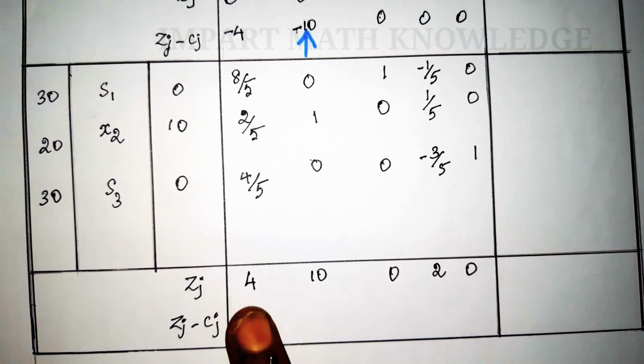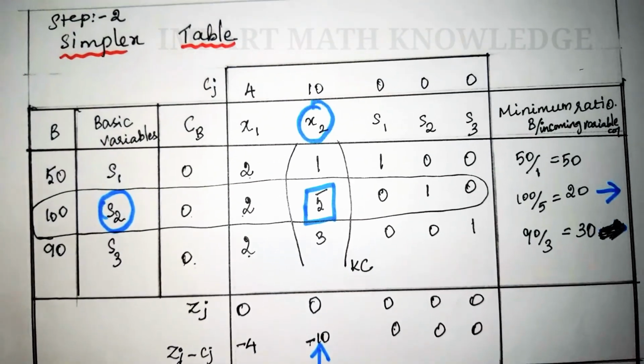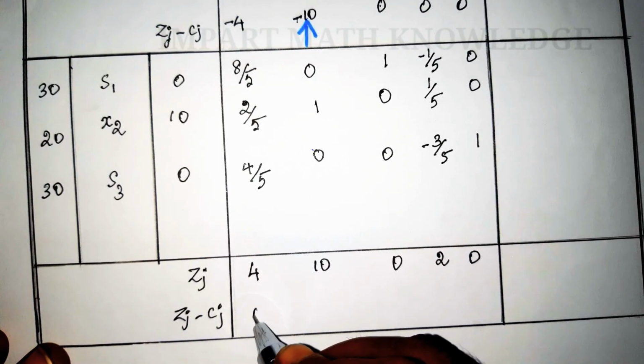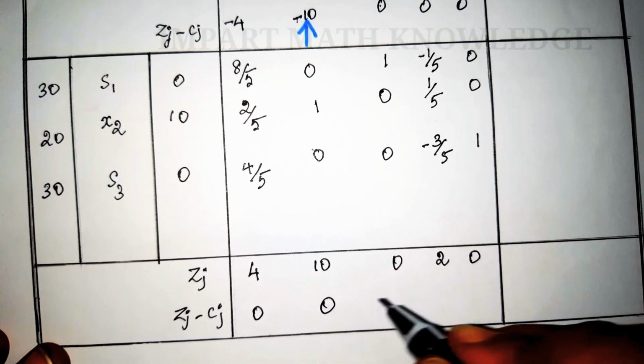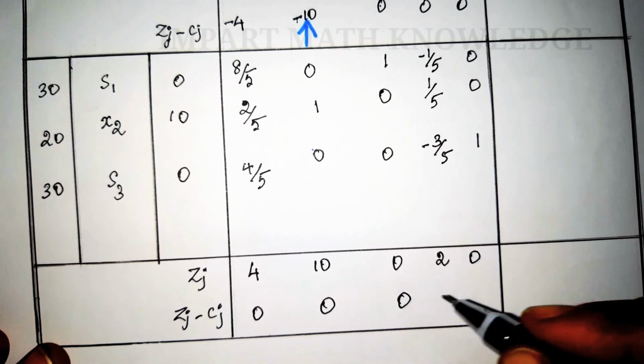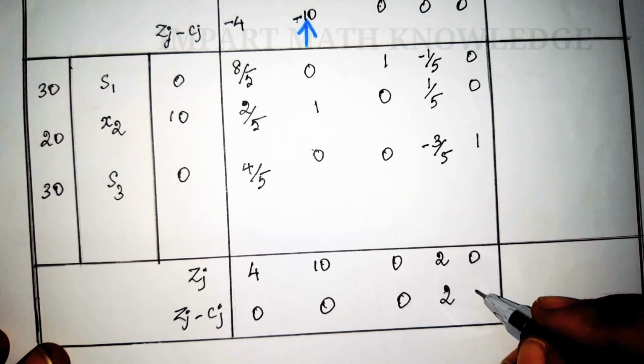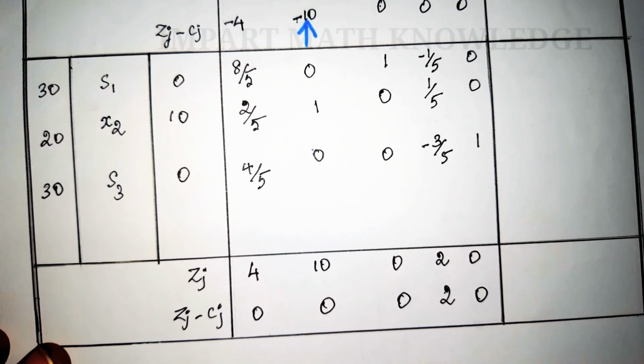So Zj is here, Cj is at the top. You have to subtract Zj minus Cj. 4 minus 4, 0. 10 minus 10, 0. 0 minus 0, 0. 2 minus 0 is 2. And 0 minus 0 is 0. Once you find Zj minus Cj values, immediately you have to check all the values are greater than or equal to 0. Here all the values are greater than or equal to 0 only.